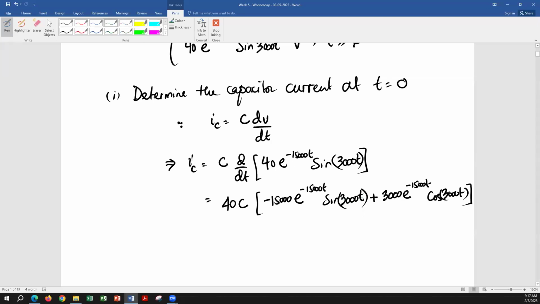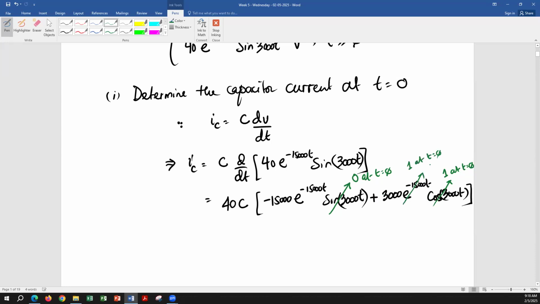Sine 3,000 t, when you put t equal to 0, this term is going to become 0. Cosine 3,000 t, cosine 0 is 1. So this is 1 at t equal to 0. So basically, we have to figure out what is the value of this term at t equal to 0. So e to the power 0, 1. So this is also 1.